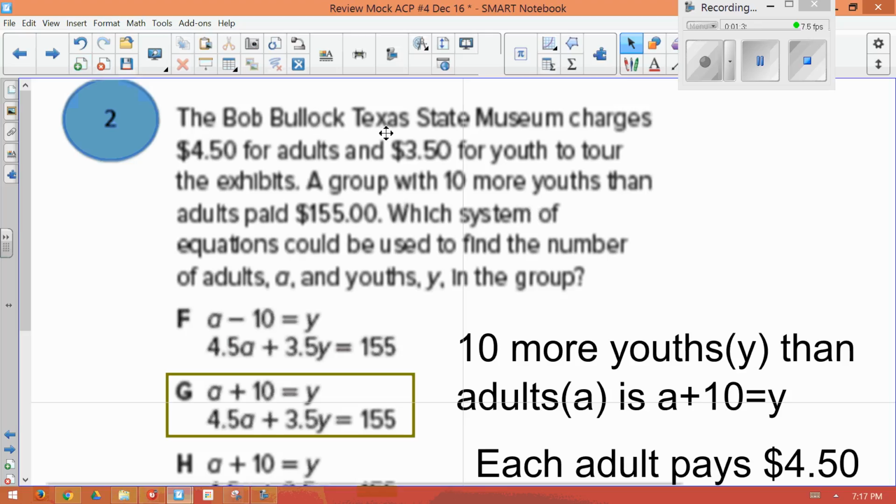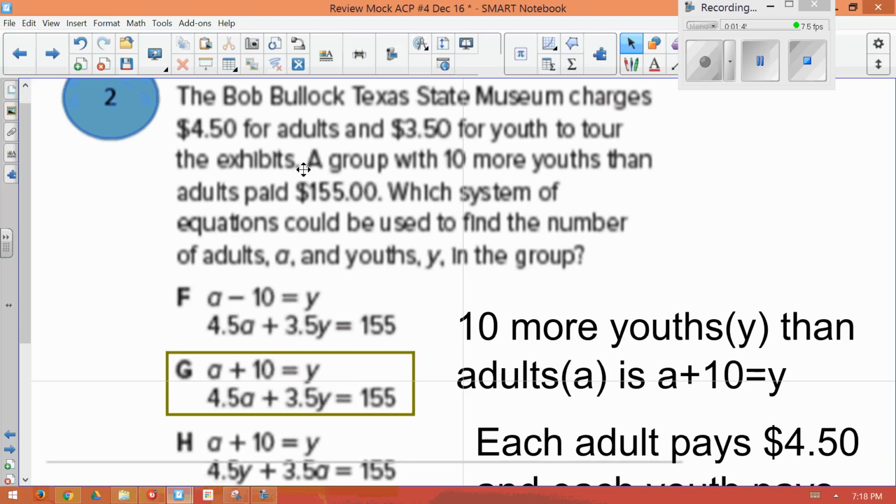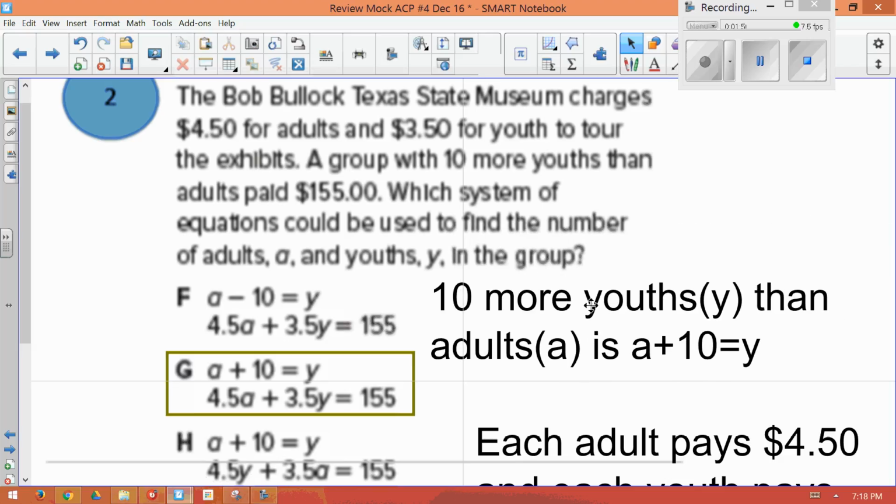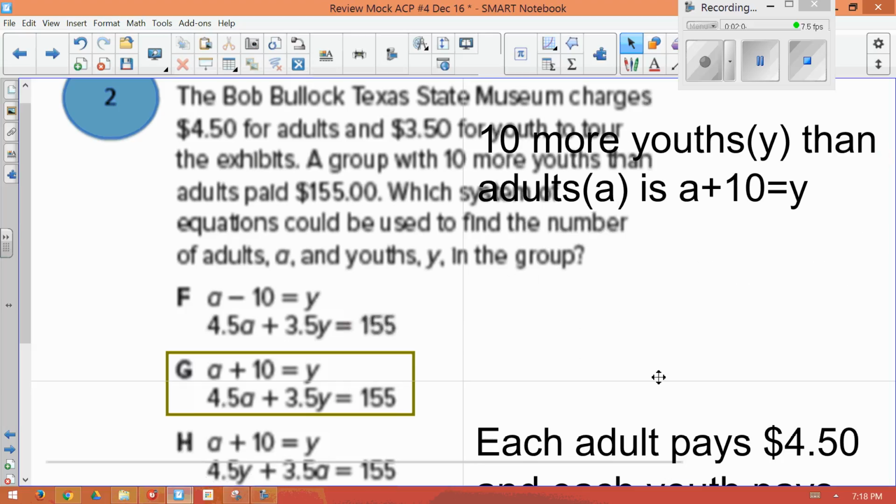Bob Bullock Texas State Museum charges $450 for adults and $350 for youth to tour the exhibits. A group with 10 more youths than adults paid $155. Now, 10 more youths than adults means adults is A, so 10 more than that is A plus 10, and that's the number of youths. So that's one of your equations.